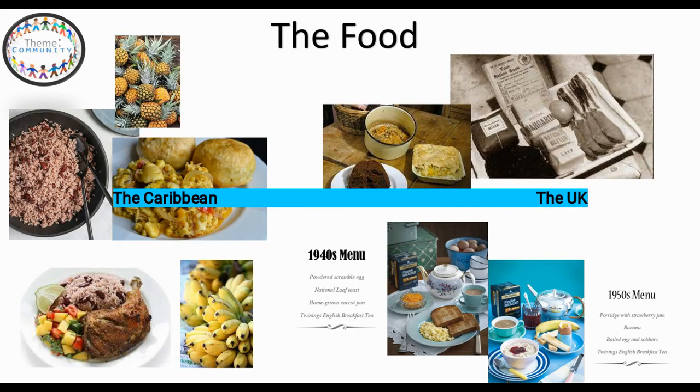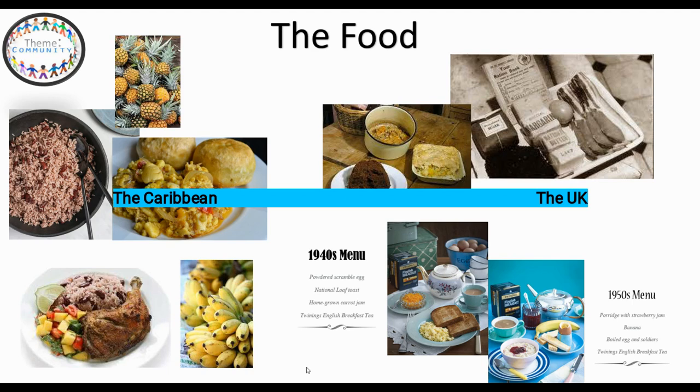Here's another aspect that almost defines each community across the world. I've split the page here into two sections. Once again, on the left-hand side, some of the foods and dishes that might be more typical in the Caribbean. You can see there some fruits that we may consider to be more exotic.